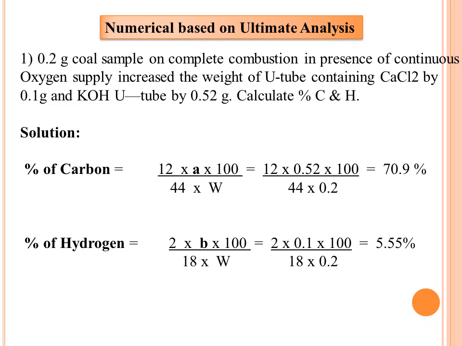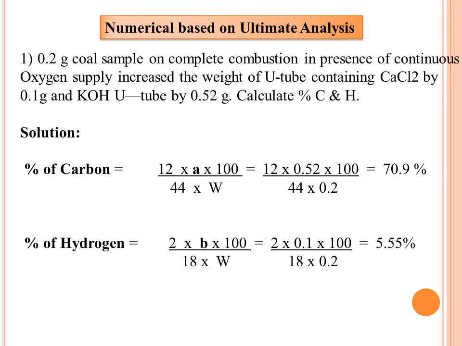Now here it will not be directly given how much H2O is formed and how much CO2 is formed. We have to identify it. The increase in weight of CaCl2 is nothing but the weight of H2O, and the increase in weight of KOH is nothing but the weight of CO2 formed. So the formula is there, and we put the values and get the result.